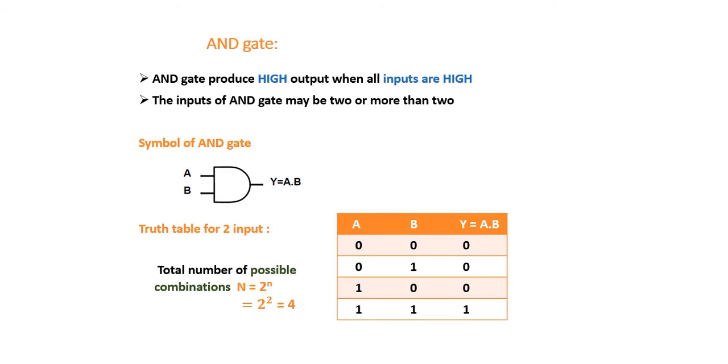And from the definition of the AND gate we can see that the output of the AND gate will be high only if both inputs A and B are high. In the remaining 3 cases, one of A and B is 0, so the output is also 0.